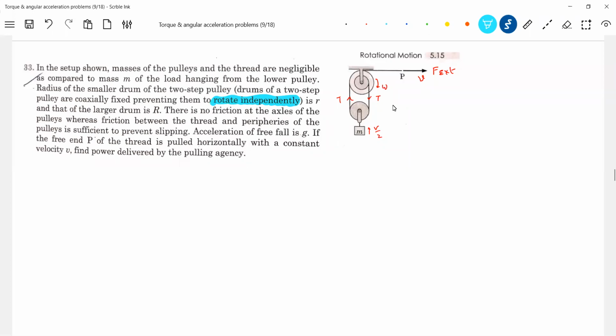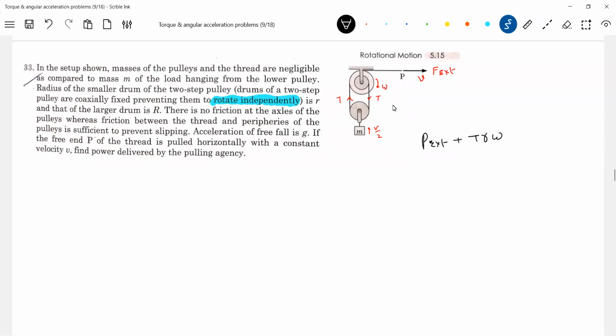It should be v by 2. Then the power by the external agent. Here it's just writing one equation and it will get over. The power generated by the external agent should be equal to, here the tension acting on the smaller inner drum will set up a torque, T into R, torque into omega.